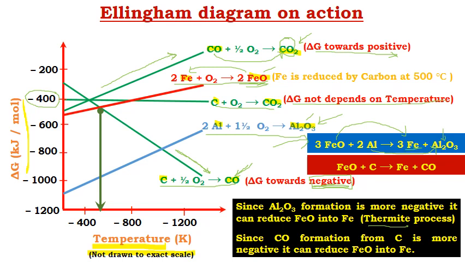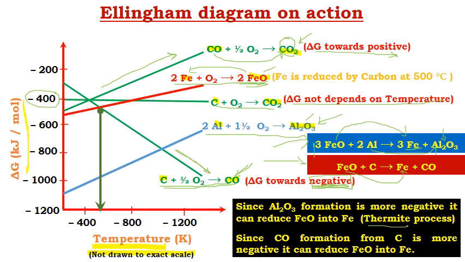Right. What about this one? If you take the carbon to carbon monoxide reaction, that has a more negative delta G value. So if you take the second reaction, the reduction of iron oxide into iron by using carbon, this is also possible. Iron oxide can be easily reduced into iron by using carbon, right?